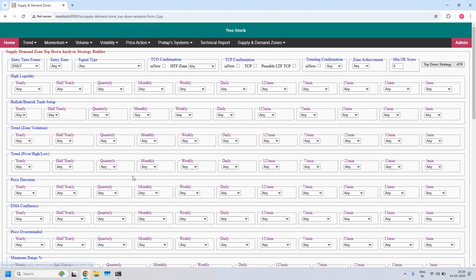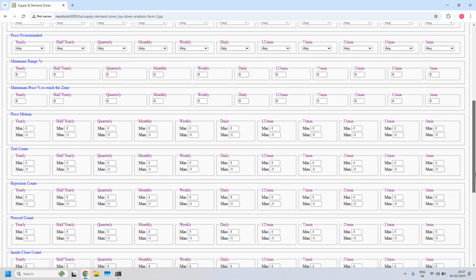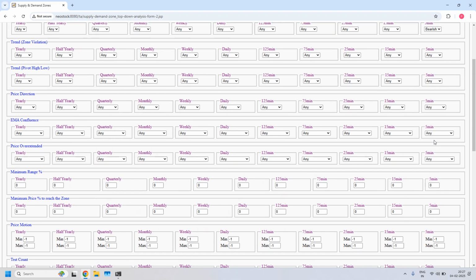Next, bearish trade setup for hourly income trade. Entry time frame 5 minutes. Entry zone, supply zone. In bullish or bearish trade setup at 5 minutes time frame, I am selecting bearish. And for these 5 minute supply zones, we should set 3 filters. First is pierced count. The 5 minute supply zone should not be pierced. So minimum value 0, maximum value 0.